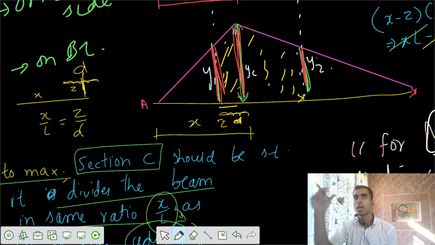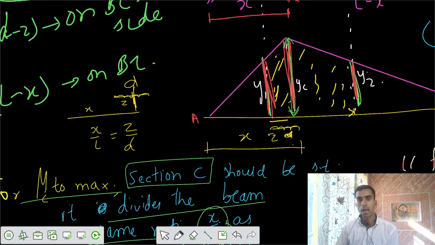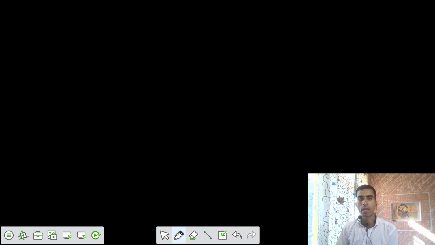There's a possibility that the absolute maximum bending moment is at that location where the value of ordinate YC is maximum. So I need to maximize that ordinate YC, and from that I can get the absolute bending moment value. Let's try to maximize YC, because at that particular section C your YC is maximum, and based on that I can have the maximum area under that UDL.